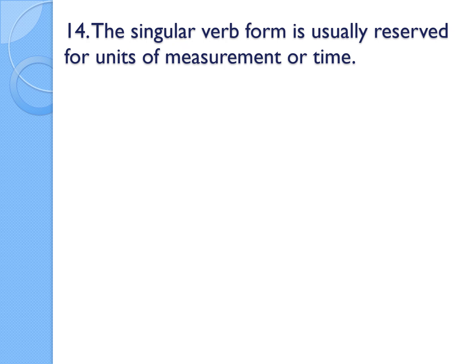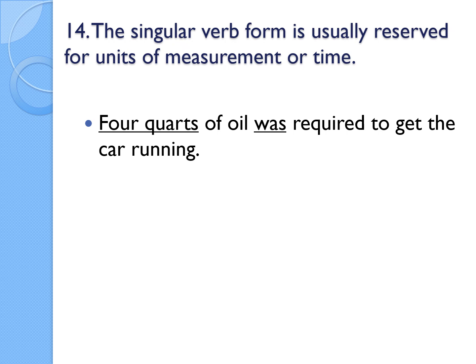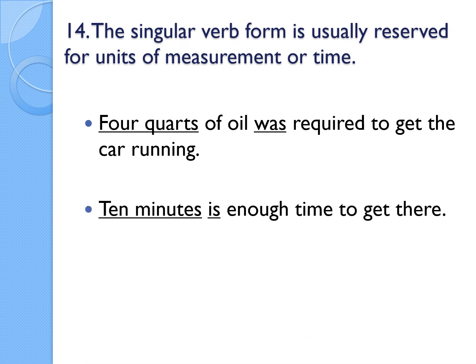The singular verb form is usually reserved for units of measurement or time. So, if it's a measurement or time, it must also have a singular verb. Example, "Four quarts of oil was required to get the car running." So, it's a measurement, four quarts of oil. So, we use "was," a singular linking verb in the past. "Ten minutes is enough time to get there." Ten minutes is time. So even if it looks like there are many minutes, since it's time, it must have a singular linking verb, and that is "is."